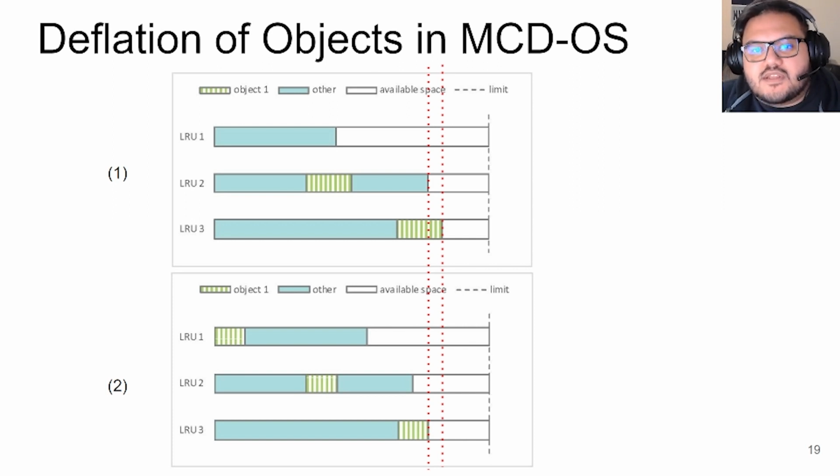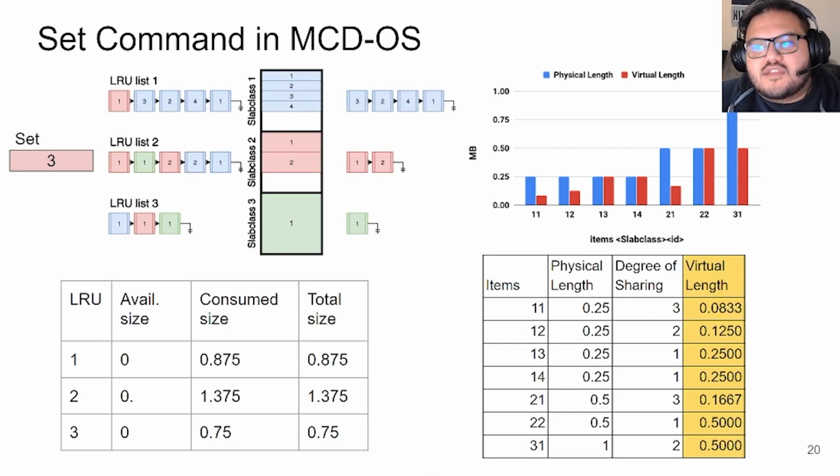And then the last term that I want to introduce is deflation, which you might have guessed at this point is the decrease in the virtual size of an object due to increasing the degree of sharing. An example here is that we have an object 1 inserted in LRU1, hence the degree of sharing has increased, and this causes the virtual size of the object to decrease.